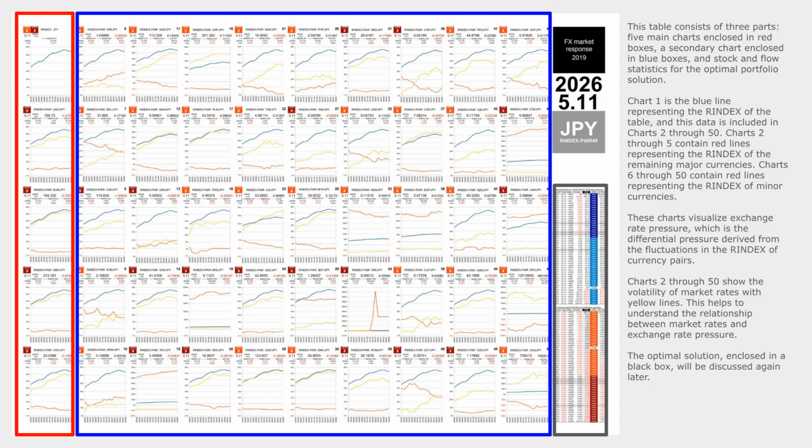These charts visualize exchange rate pressure, which is the differential pressure derived from the fluctuations in the RINDEX of currency pairs. Charts 2 through 50 show the volatility of market rates with yellow lines. This helps to understand the relationship between market rates and exchange rate pressure. The optimal solution, enclosed in a black box, will be discussed again later.